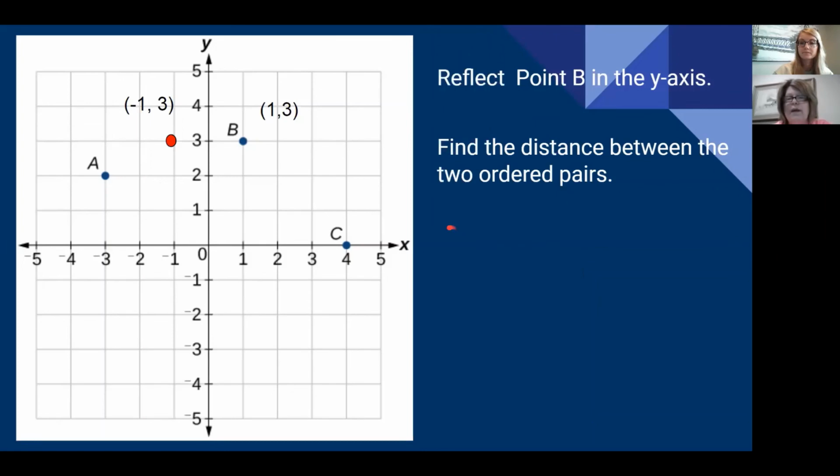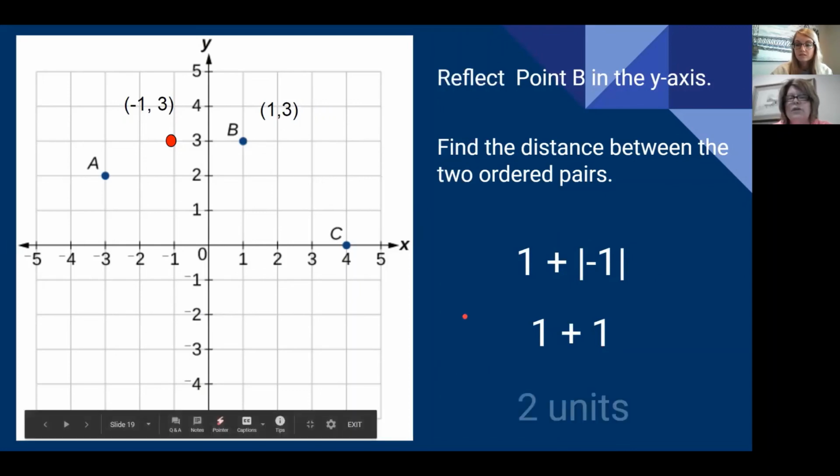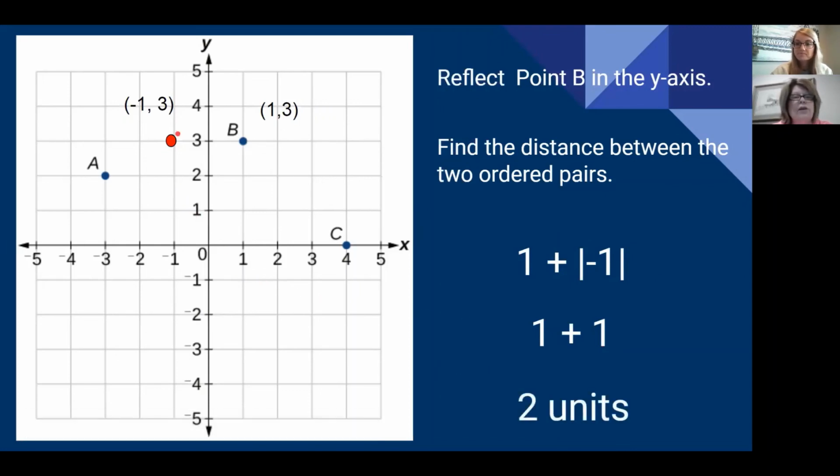Now we'll do it mathematically. I am going to look at the x values because I flipped over the y-axis. So we are adding 1 and the absolute value of -1. And 1 carries down along with the plus sign, and the absolute value of -1, which means that's the distance away from 0, is 1. And you add those two together and you get 2 units. If you look here, we are 1, 2 units away.